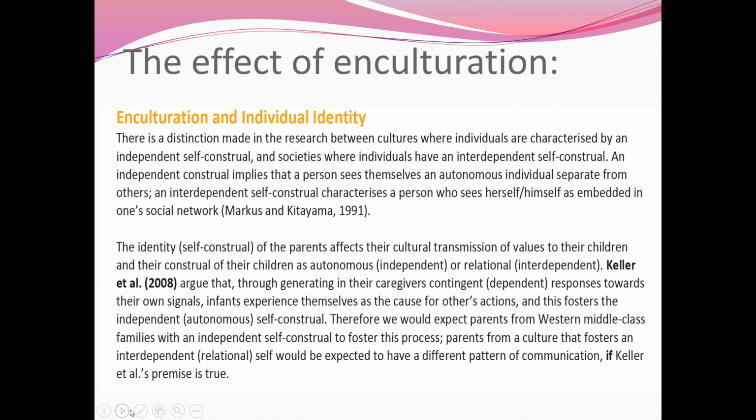So we're going to look further at particularly families and parents and how enculturation might affect the individual identity of maybe someone who is enrolled as a parent and the effect on their children.